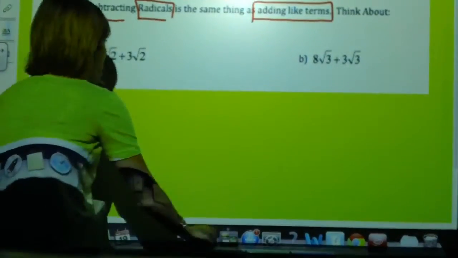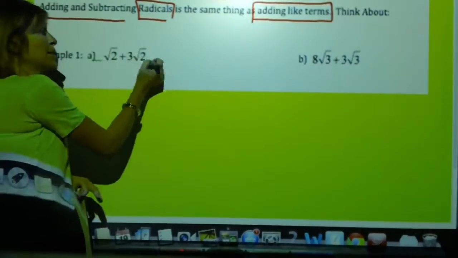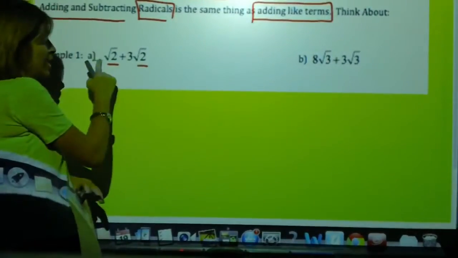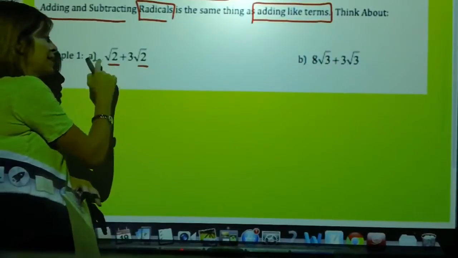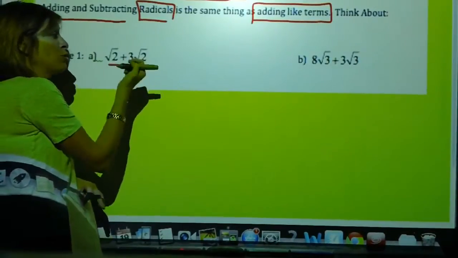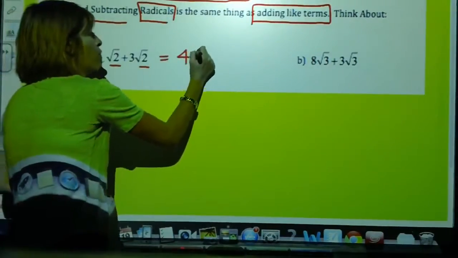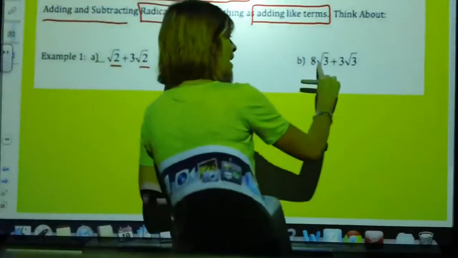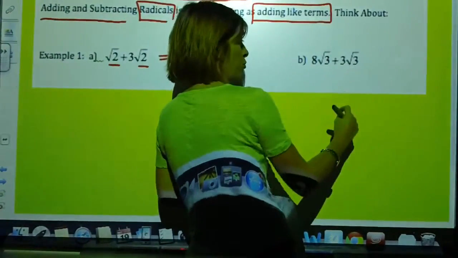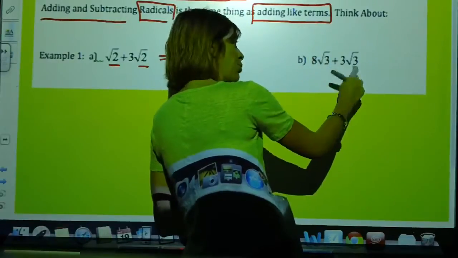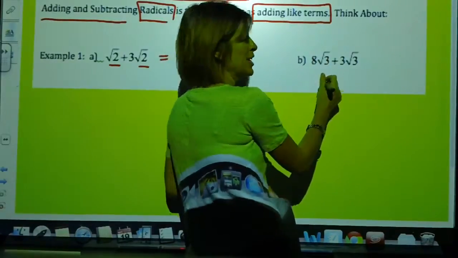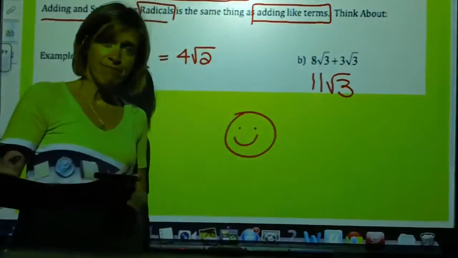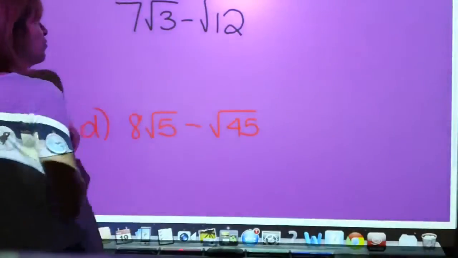So let's look at our first example. Root 2 plus 3 root 2. The radicals are exactly the same. And there's a hidden 1 in front of that 2. So we basically have 1 root 2's plus 3 root 2's, which would give me 4 root 2's. Okay? Let's try another one. 8 root 3 plus 3 root 3. All right, so we have 8 root 3's and we have 3 root 3's, which is, I hear you saying it, 11 root 3. Okay? Got it?